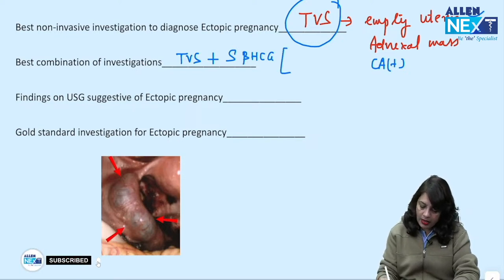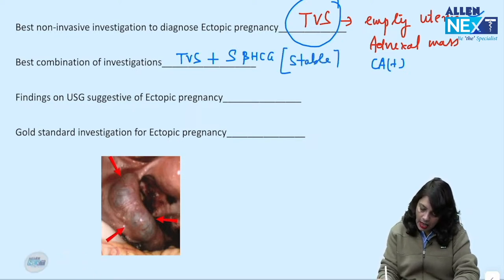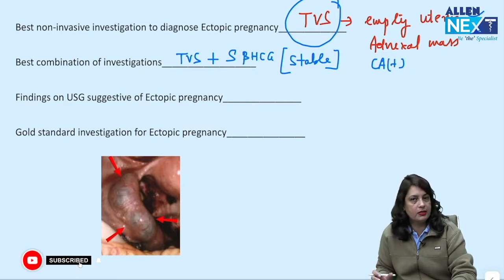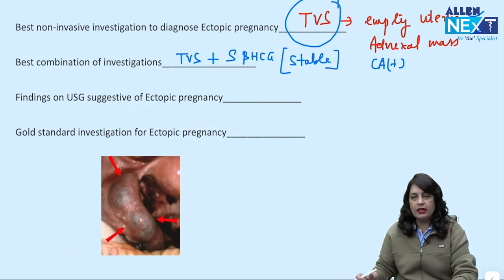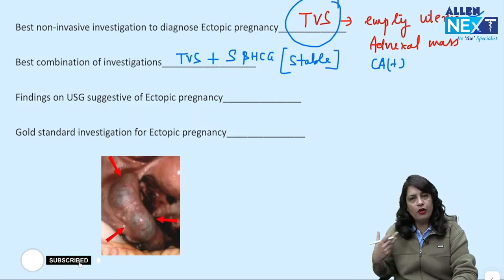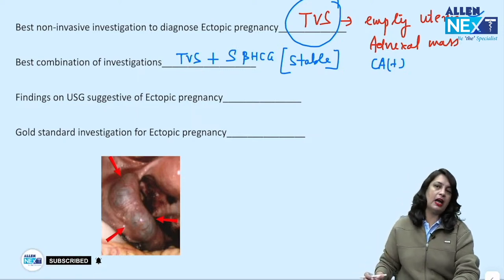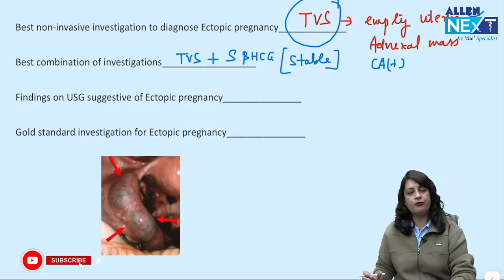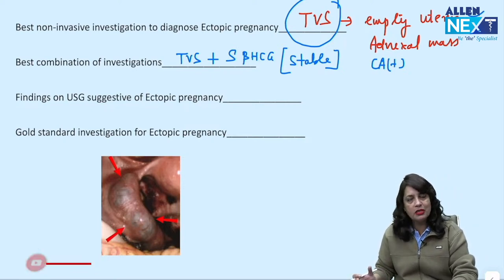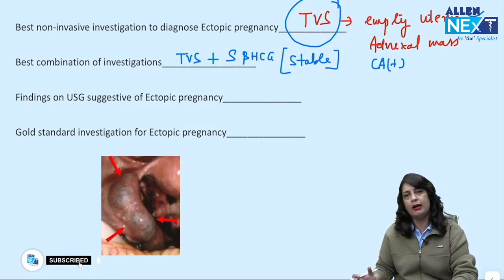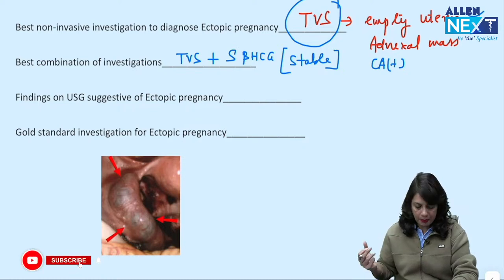Mind it, this combination of investigation is only applicable for stable patients. If it is a hemodynamically unstable patient or a patient has presented with ruptured ectopic pregnancy, there is guarding, rigidity, fullness in the pouch of Douglas, then in that case you will not send the patient for a beta HCG. Moreover, your diagnosis is mostly a clinical diagnosis. If you can perform a bedside ultrasound very quickly, that will be very conclusive of the ectopic pregnancy.